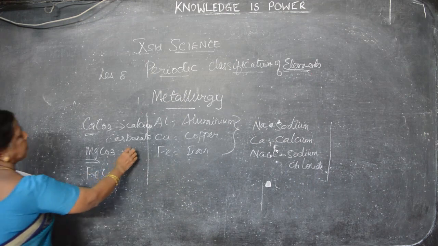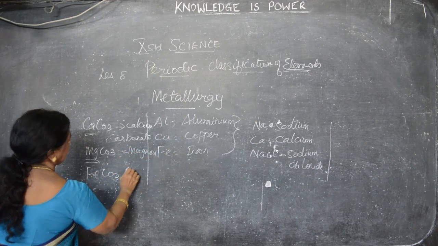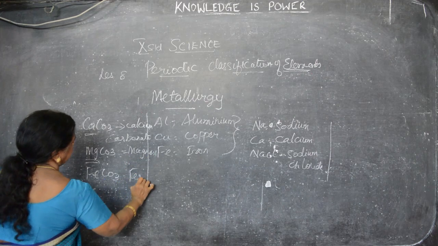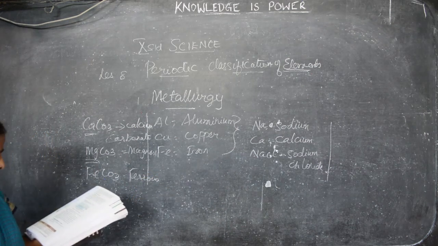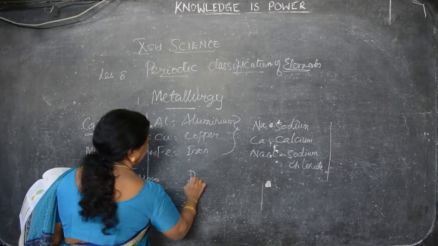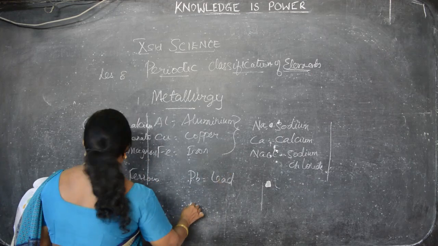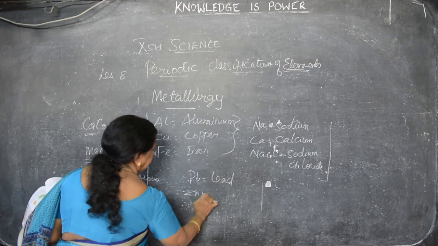Iron, ferrous carbonate or ferric carbonate. So this is magnesium carbonate. This one is iron carbonate, ferrous or ferric. Okay. The next one is sulfide ores, galena, Pb. Pb means what? Lead. Write the names in the book itself. Then iron I said already, Zn is zinc.